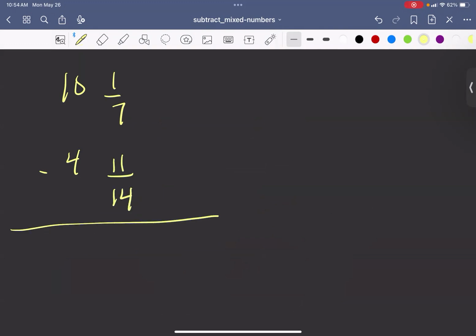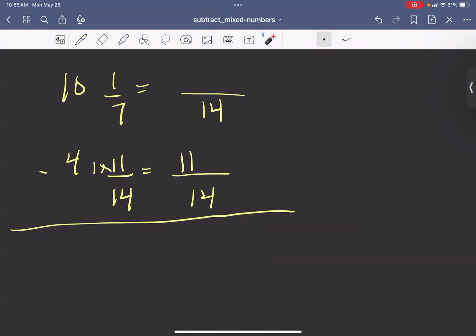Let's do one more. Let's do 10 and 1/7 minus 4 and 11/14. So we've got to get the least common multiple, which is 14. Then we have to divide and multiply. 14 divided by 14 is 1. 1 times 11 is 11. 14 divided by 7 is 2. And 2 times 1 is 2.